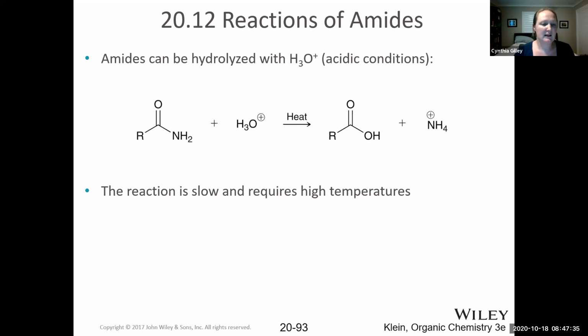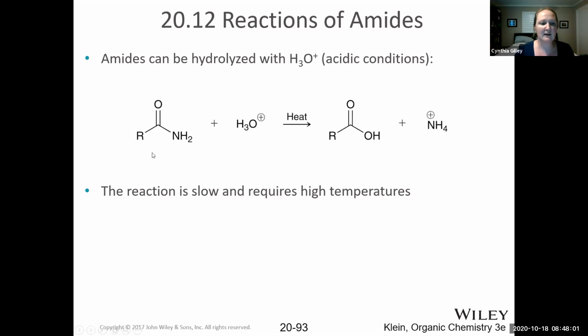From an amide, let's talk about reactions that we can do to make other functional groups. Well, we just talked about the fact that we would make an amide from an acid chloride, which is made from a carboxylic acid. So this is sort of going in one direction. We would treat the carboxylic acid with thionyl chloride to make an acid chloride, then treat the acid chloride with ammonia to make the amide.